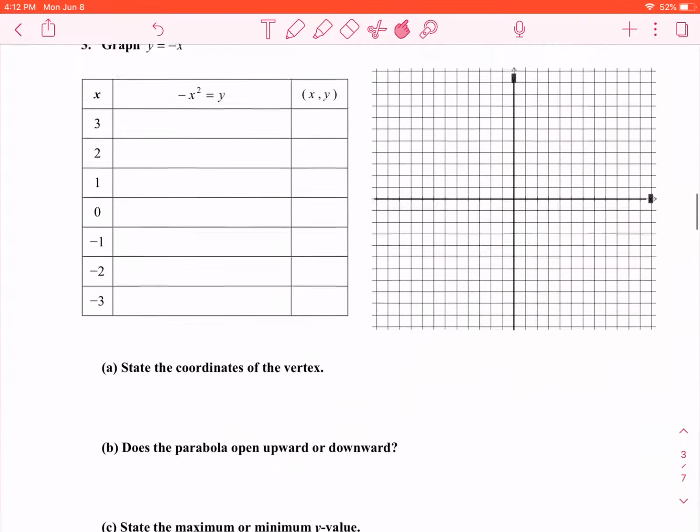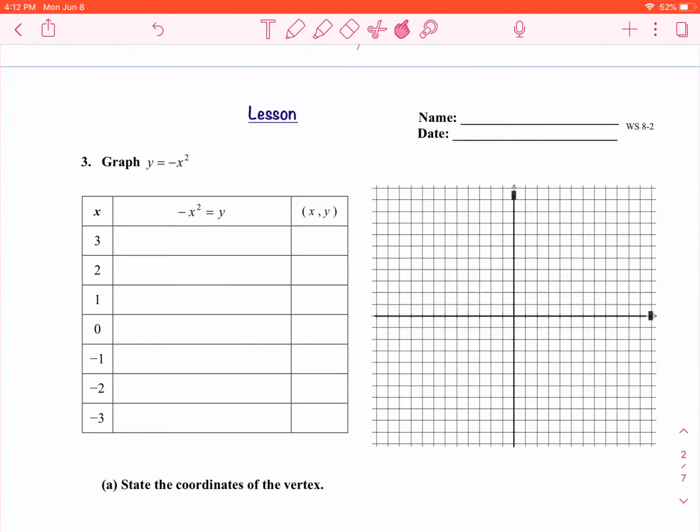Alright, so I'm going to do one more question with you. And this one looks a little familiar, right? It kind of looks like our parent graph. However, that negative in front really throws it off a bit, right? What do you think that can possibly mean? Because it looks like the parent graph, but how can this negative in front of it change it? Well, I'm going to show you.